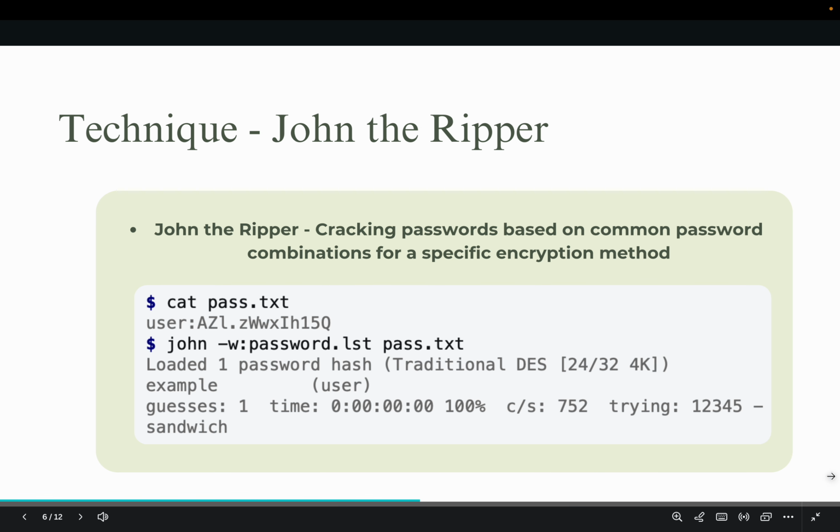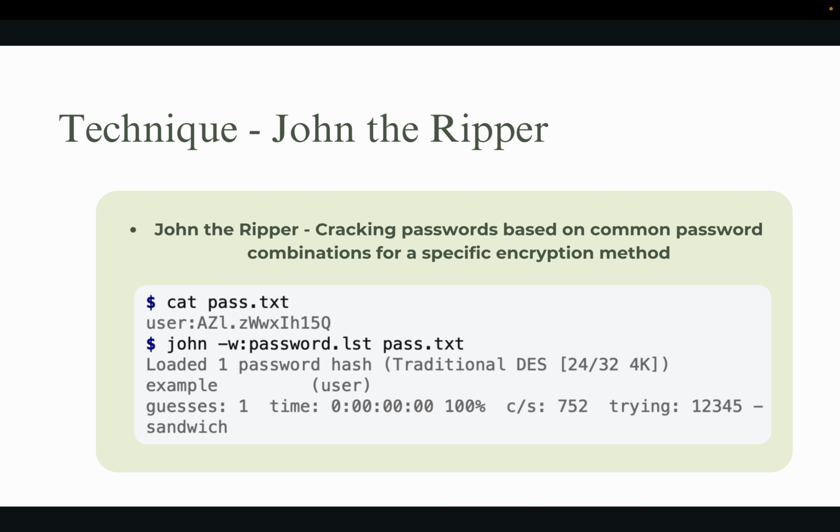Next, let's talk about John the Ripper. So John the Ripper is a password cracking method, cracking passwords based on common password combinations for a specific encryption method. First, the hash value is computed. Then John the Ripper is used to identify the encryption method and perform reverse password cracking.